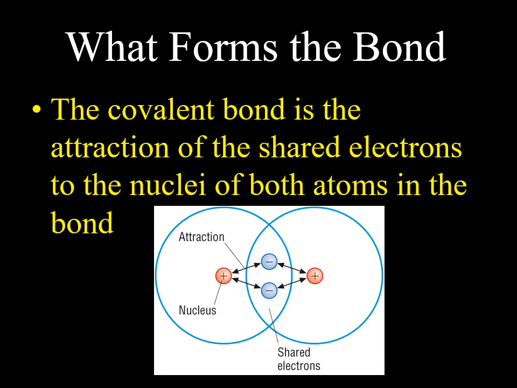So what actually forms the bond? It's still an attraction of positive to negative. It's always an attraction of positive to negative, but this time it's the attraction of the shared electrons to both of the nuclei, the two nuclei that are in the atoms that are in that bond. So this drawing is showing you how those shared electrons are being attracted to both nuclei and thus holding those nuclei close together. That's what forms the bond.